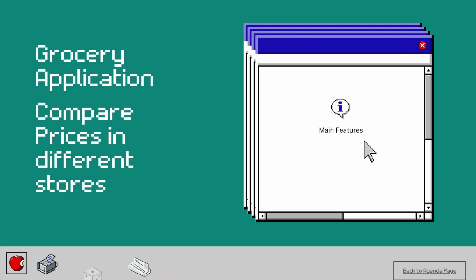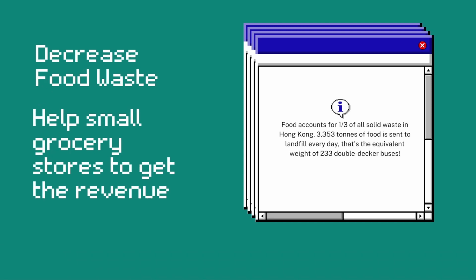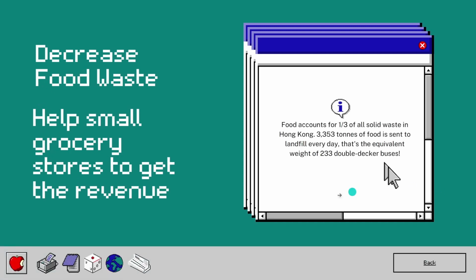So the grocery application is an application where you can compare the prices between different stores, which is helpful for small stores to get revenue because they can have smaller prices compared to the common stores. And also this business is going to be online, which is in the application. And another feature is to decrease food waste.